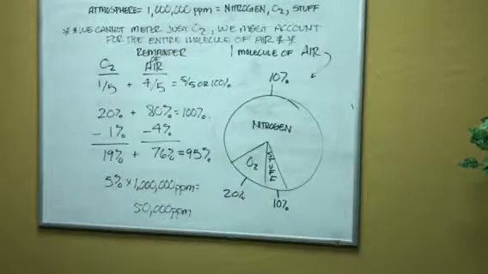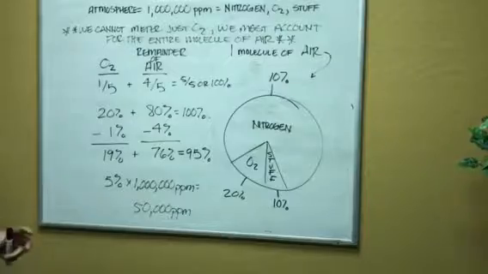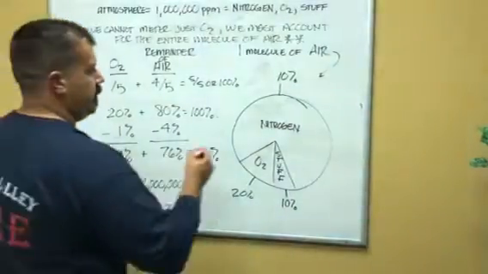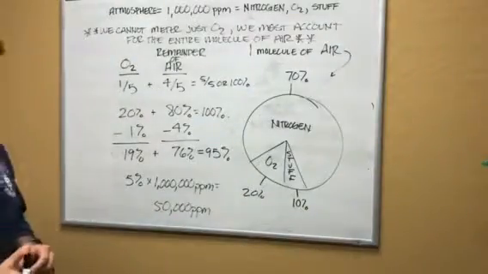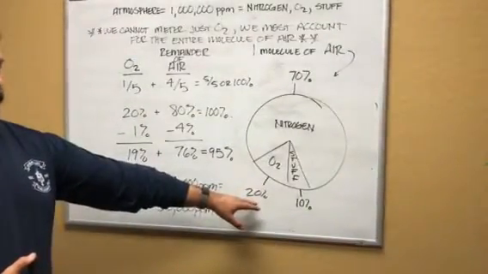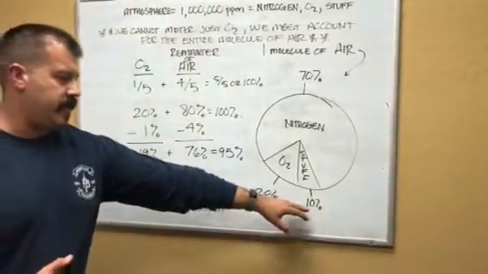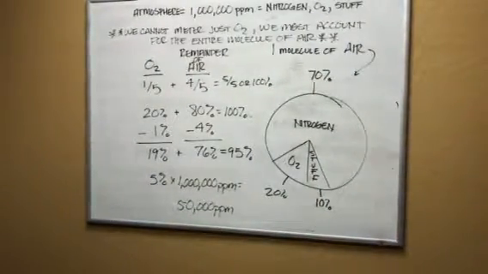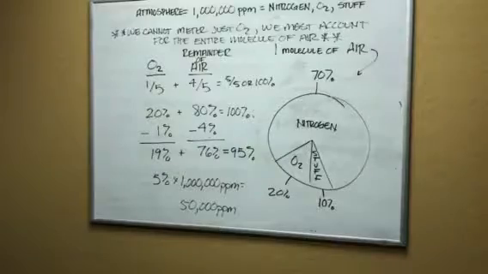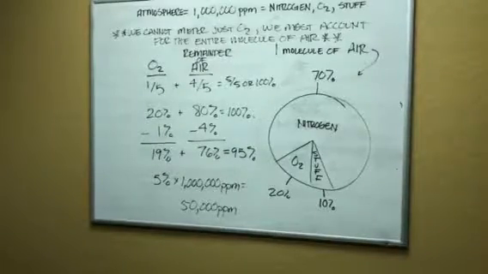So in a molecule of air, we're going to round these numbers out. So roughly, nitrogen is 70% of that molecule. Oxygen is 20%, and 10% of that molecule is going to be other stuff. So we're going to use some fractions here and some real rough numbers.